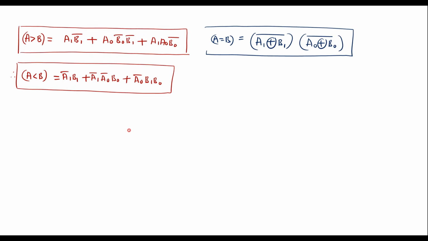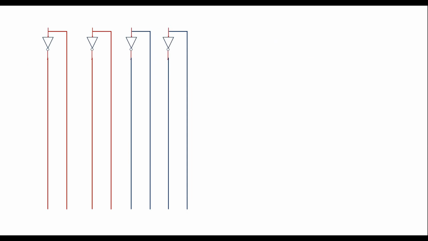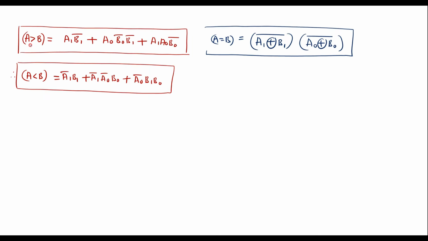Now I will try to draw the logic circuit for the same. Let me consider this is the A1, A naught input, and this is the B1 and B naught input. The output passed through an inverter gives A1 bar and A1, A naught bar and A naught, and here this line is B1 bar, this is B1, this is B naught bar, this is B naught. First I will draw the circuit for A greater than B.